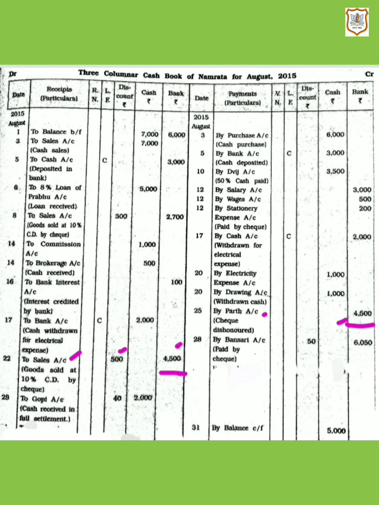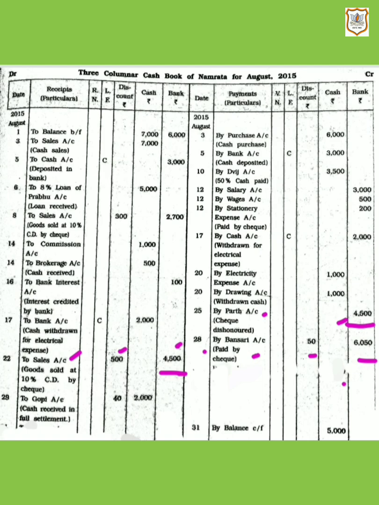Our bank balance is reducing as we have issued a check, and we can also say that bank is the giver here. So we will record it on the credit side of the cash book in the bank column, 6,050 rupees, and 50 is discount or allowance received. So it will be recorded in the discount column on the credit side of the cash book. And in particulars, we will write By Bansari account, date 28th.